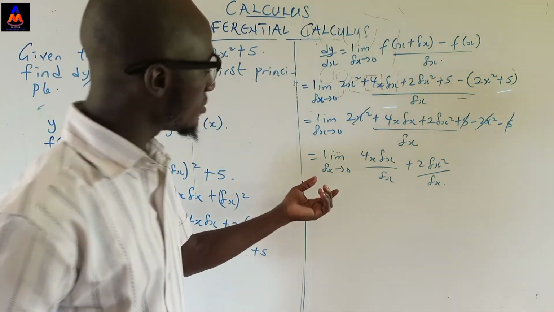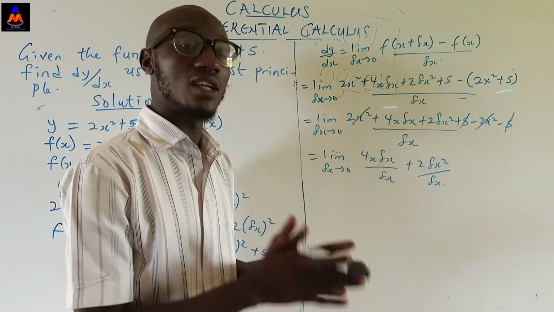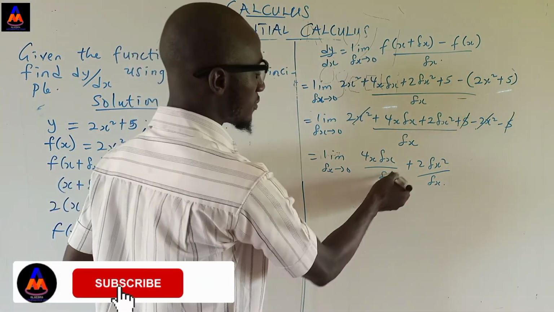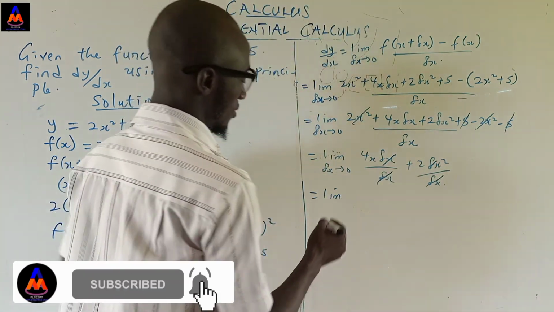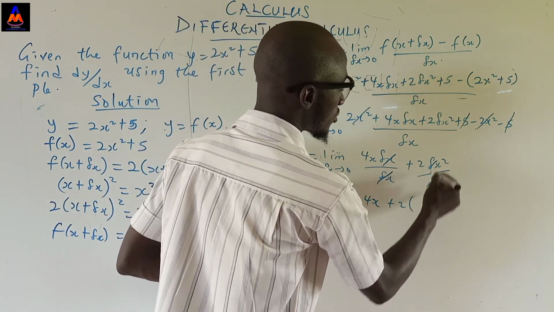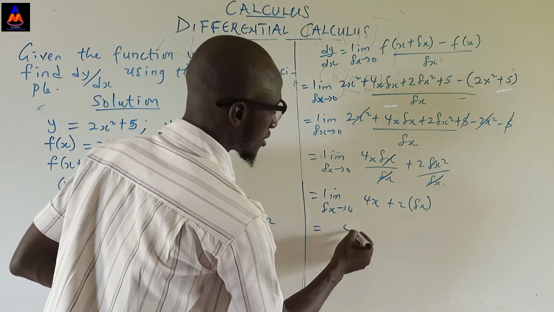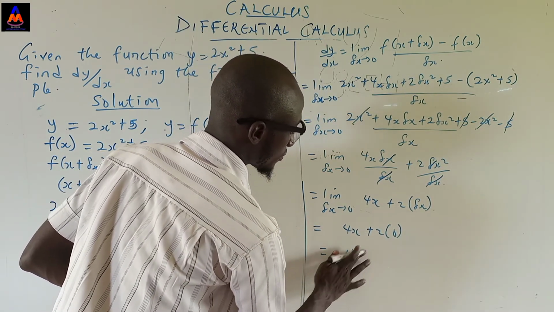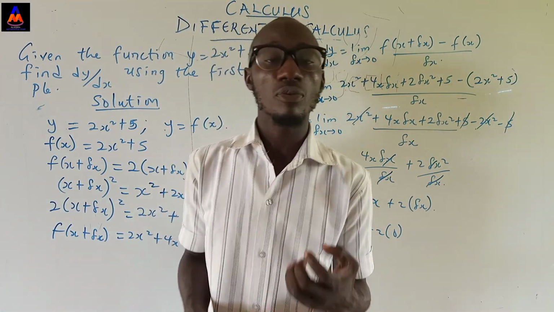Before you use your limit, you have to first look at the given fraction. If you can do some basic computation on it, maybe dividing or factorizing, divide first before you apply the limit. The limit is always the last step in our computation. So this is 4s plus 2, and this one will still be left with change in s. So you cannot apply your limit now. This is 4s plus 2 times change in s, and this is going to be 0. So my answer is 4s.